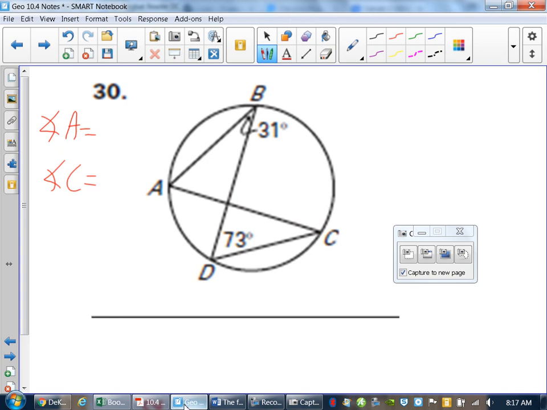Extend those edges, extend the lines out. What arc does it hit? AD. Not AC, AD. So, if the angle is 31, what's the arc? 62. Which means, what's angle C? 31.